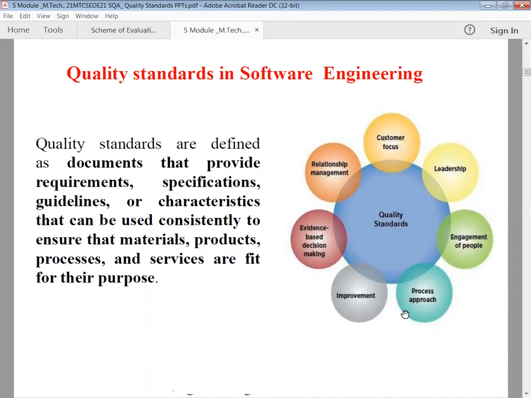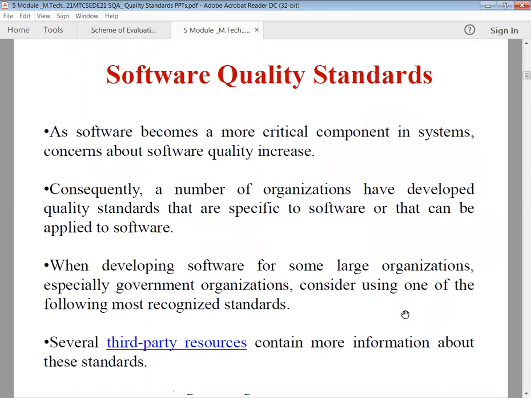If you are following ISO standards, the expected things are different. If you are following the CMM standard or Six Sigma or IEEE standards, or if you are going for ISO 9000, 9001, based on the version we use, the concepts, tools, techniques, specifications, requirements, characteristics, materials, products, processes, and services will differ from one standard to another. The quality standards are based on customer focus, leadership, engagement of people, process approach, improvement, evidence-based decision-making, and relationship management. These are the various parameters we need to consider while measuring the quality of software quality standards.